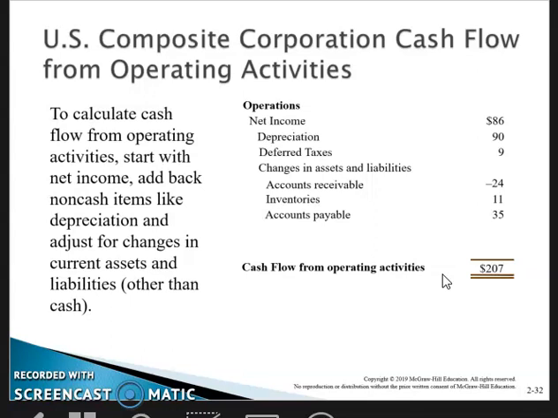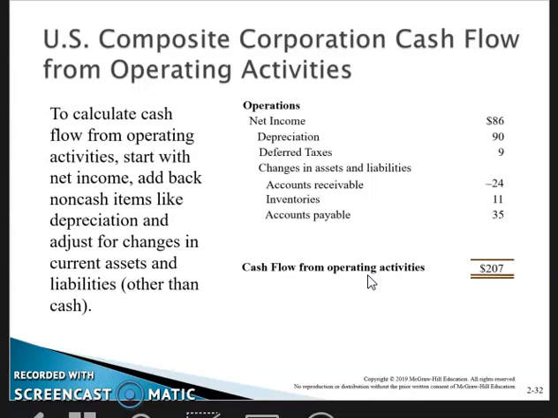So when we calculate the cash flows from operating activities, we take net income, and we add back depreciation and any deferred taxes. Deferred taxes are an accrual, just like depreciation. We will eventually pay the deferred taxes, and then we make adjustments based on changes in assets and liabilities. So accounts receivable was a 24 million change. Inventory increased by 11 million. The accounts payable increased by 35 million, and so the cash flow from operating activities is 207 million.